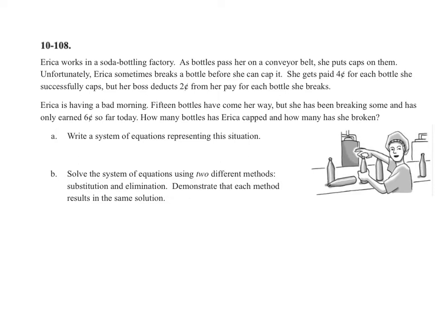I like to highlight that stuff just so that I know what I'm focusing on. So here, she gets paid 4 cents for each bottle she successfully caps, and her boss deducts 2 cents from her pay each time she breaks one of them. So deducts is a key thing, so she's losing 2 cents, but she's gaining 4 cents for each one that she caps. And then it says she's having a bad morning. She's got 15 bottles, and she's only earned 6 cents.